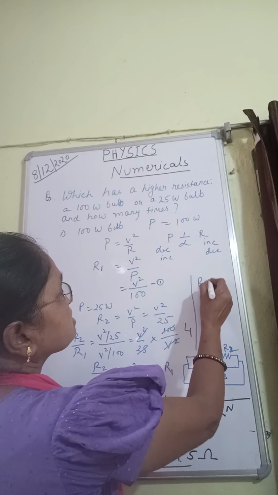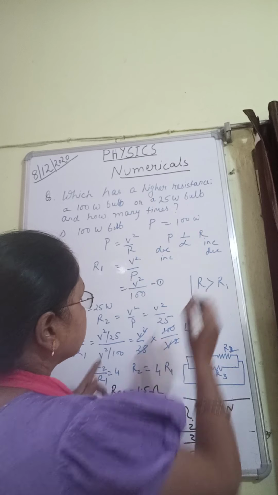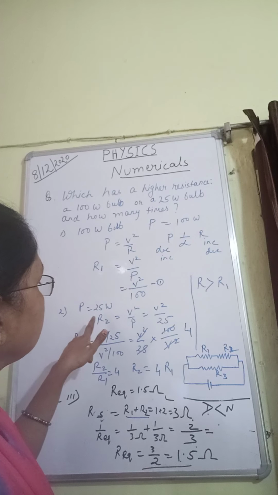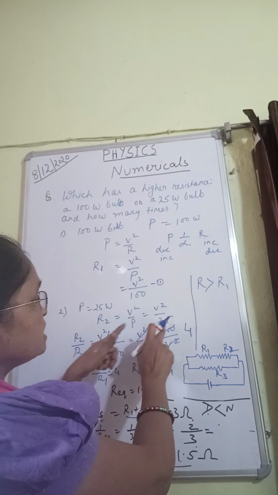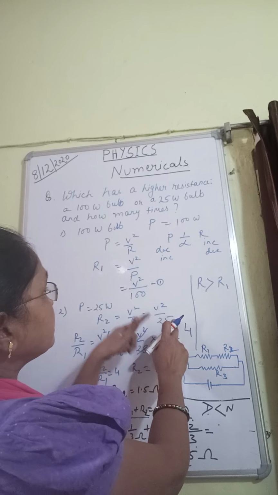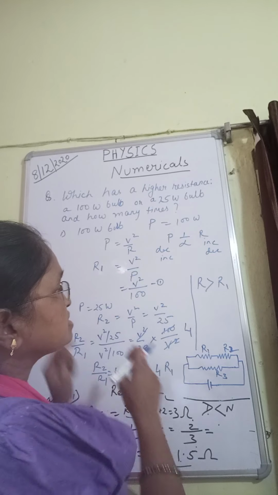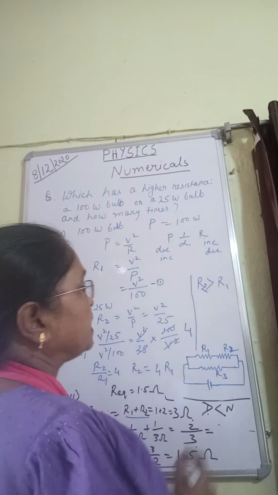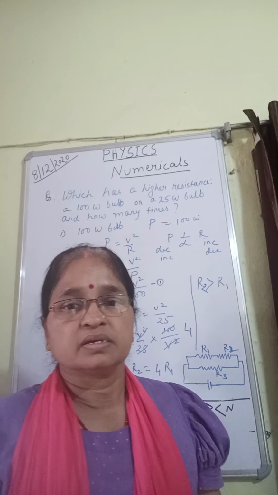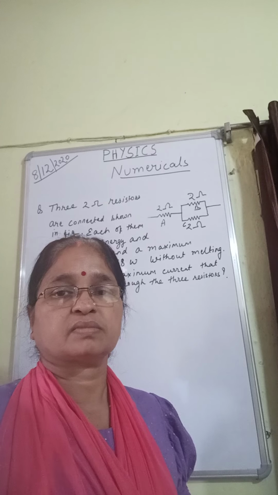R1. That means just see, it is inversely proportional. P is 25 watt, less than 100 watt. So its resistance is greater compared to R1. Let's see the next question.